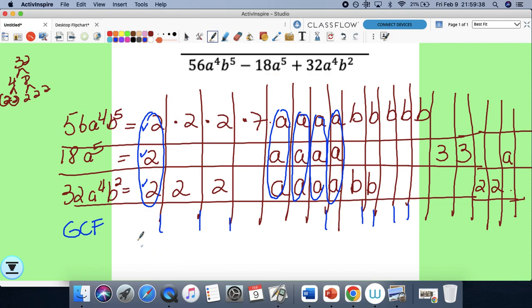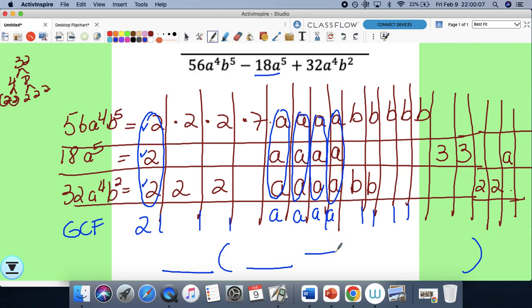So I'll bring that 2 down, I'll bring this a down, bring this down, bring this down. Do they share any b's? Yes. Each of them... nope, sorry, take that back. They don't share any b's because this middle term here doesn't have any b's. So that's it. The only thing they share is 2 and a to the 4th. So here's the beauty about this.